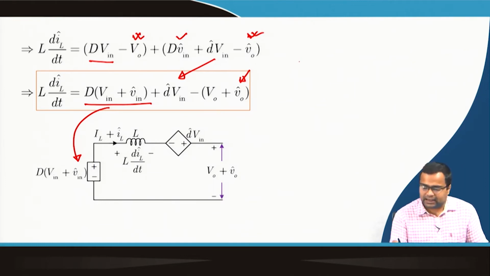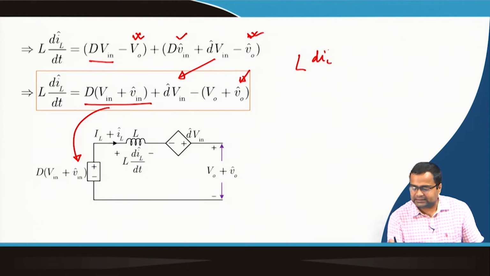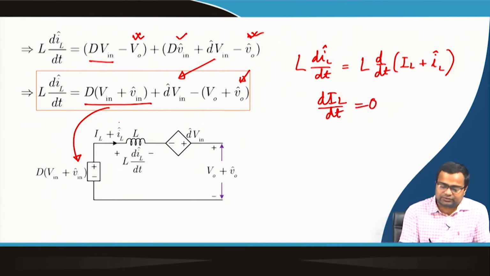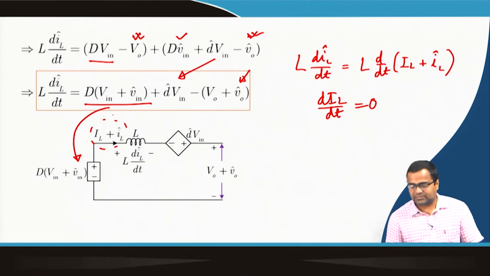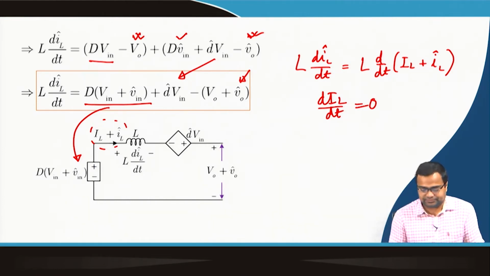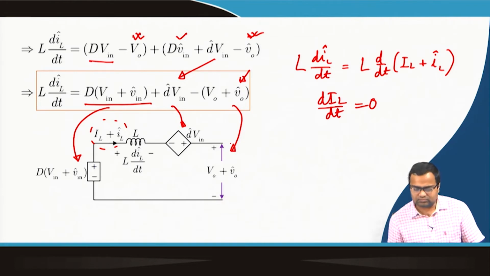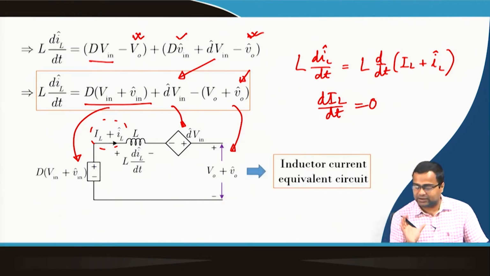and since here L dIL/dt is also equal to L d/dt of IL hat, because we know that dIL/dt is equal to 0. So, you can simply put them. So, that is why this is coming L dIL/dt, that means it includes both DC and AC information. Then this term is coming here and this term is coming here. Okay. The next, this is the inductor current equivalent circuit.